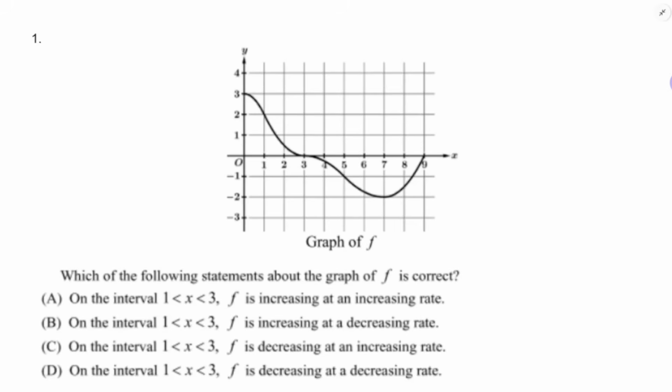The first one's asking which of these statements about the behavior of f is correct. All right, from 1 to 3 increasing at an increasing rate? No, that doesn't seem right. Okay, from x equals 1 to x equals 3, the graph of f is decreasing and concave up. So it's decreasing at an increasing rate.